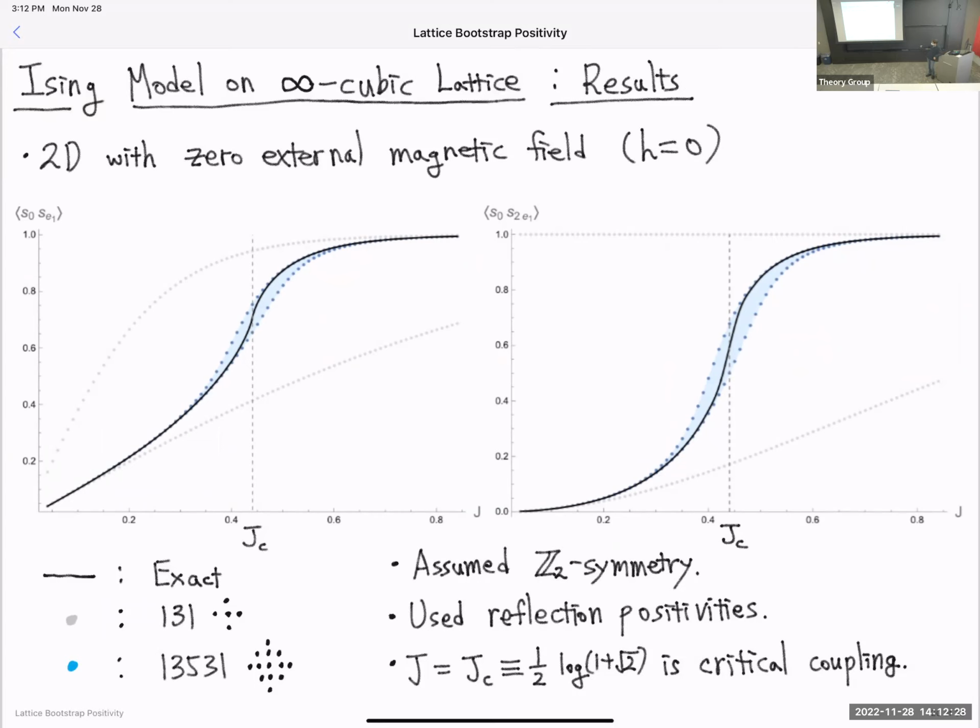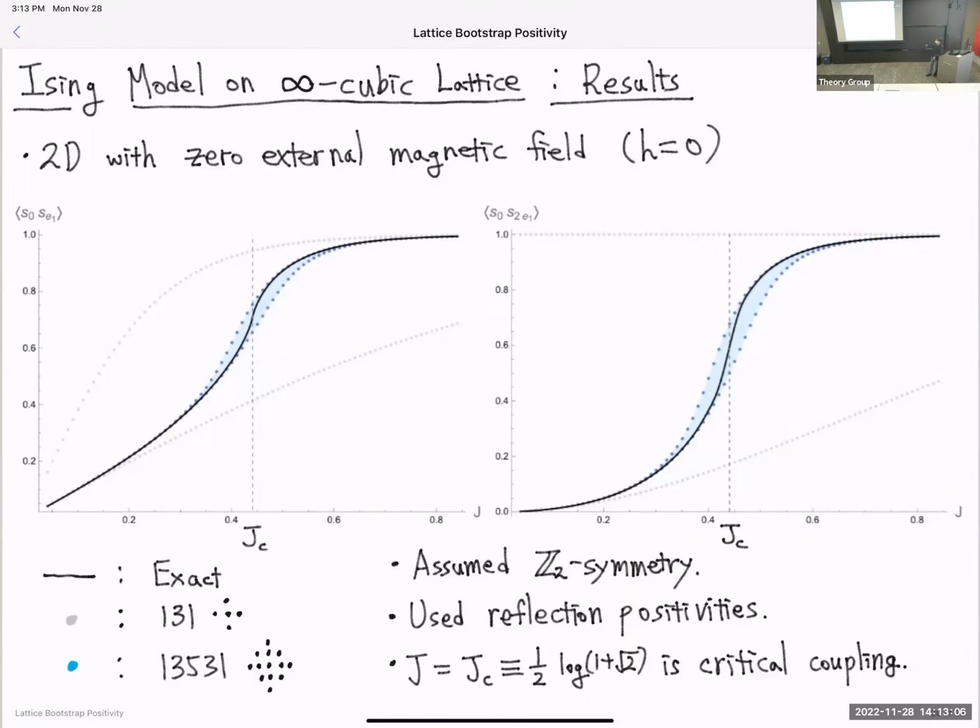The gray dots, which might be a bit hard to see, are the upper and lower bounds coming from the 131 diamond. As you increase the diamond size by basically 1 unit, you get these blue dots as upper and lower bounds. You can see that it's pretty quickly approaching the exact answer. It will not be surprising if you consider the next diamond. Probably human eyes cannot distinguish between the exact answer and the bounds. And again, these bounds are rigorous. They are rigorous for the infinite lattice.